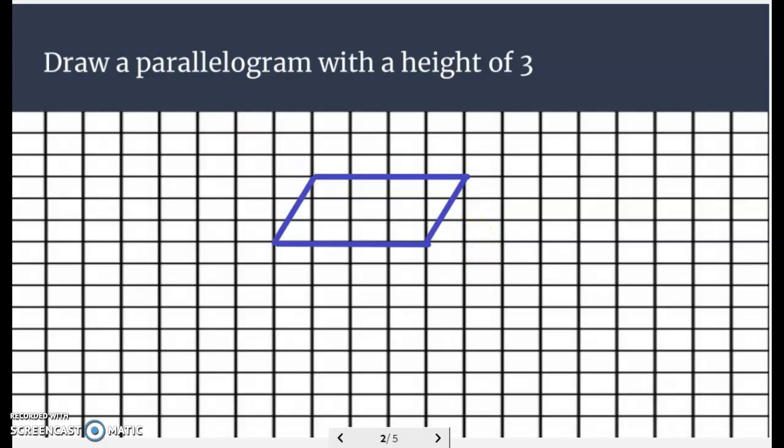There we go, and there's our parallelogram. Please note the parallel sides. This side is parallel to this side, and this side is parallel to this side, and we are 3 units high.